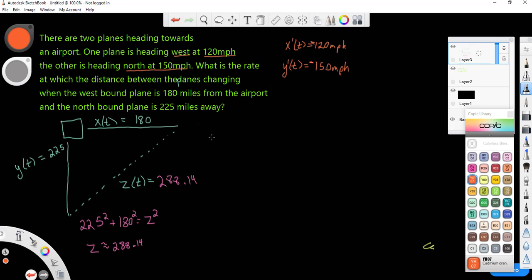Alright, now what we want to know is how this distance is changing. So we want to know, well, what's z prime of t? What is that going to equal?